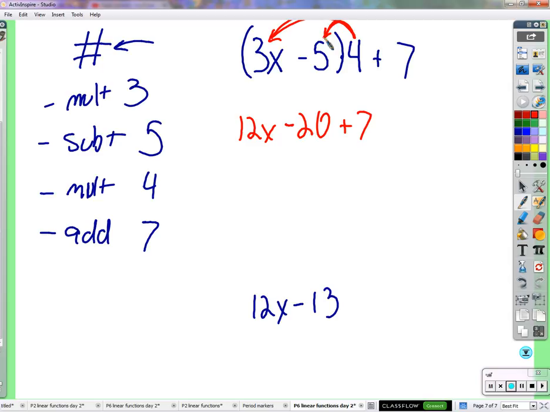How many of you remember the distributive property? Raise your hand if you remember the distributive property. Just show me all numbers. Distribute the 4 to the 3x and to the negative 5. Oh yeah, my mind just got blown.